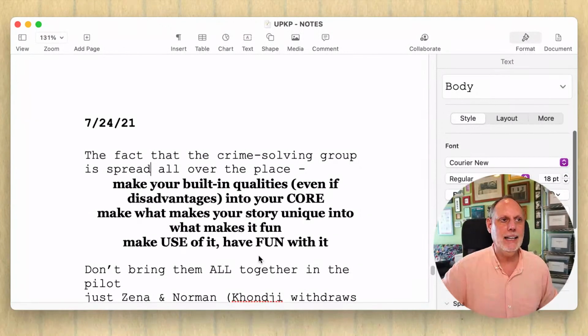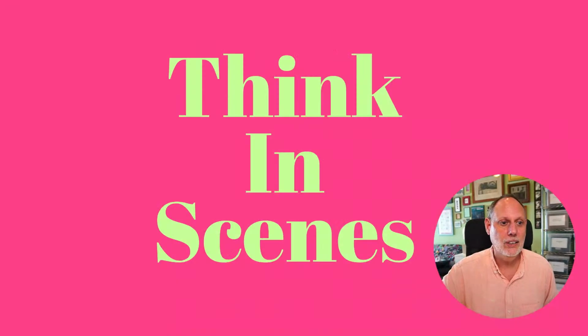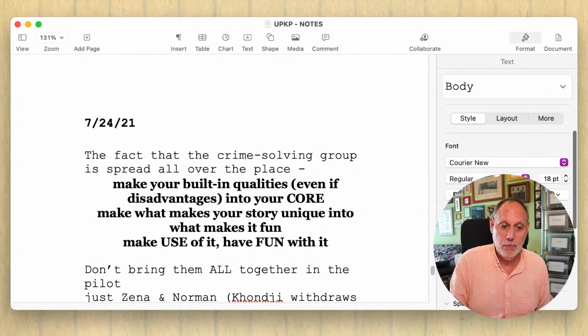And the problem with that is that it means that your characters are not in the same place at the same time. It's hard to make scenes. And I cannot emphasize enough how much you need to think in scenes. You need to think in terms of actions that people are taking in relationship to each other. And that's really hard to do if the people are not in the same place at the same time.